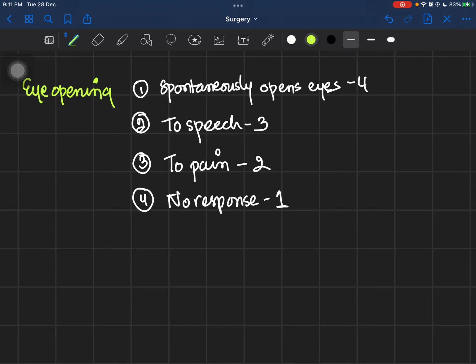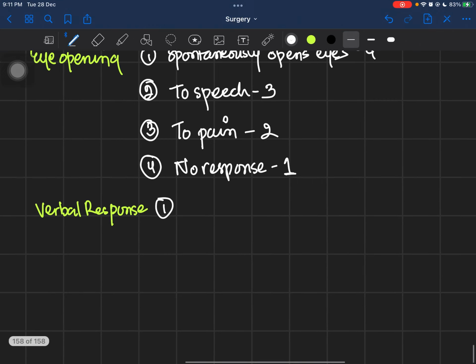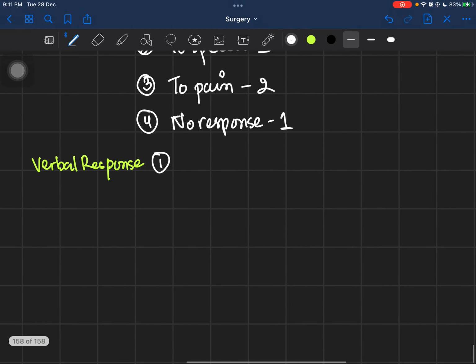Let us proceed to the next component, the verbal response. Again, EVM. The second thing is verbal response. So verbal response means the ability of a person to speak. Okay, so the speech of the patient. If the patient is speaking normally, that means the patient is oriented to time, place, and person.